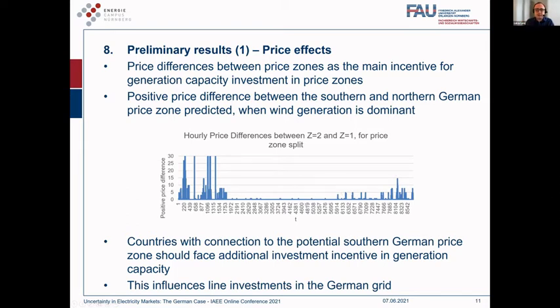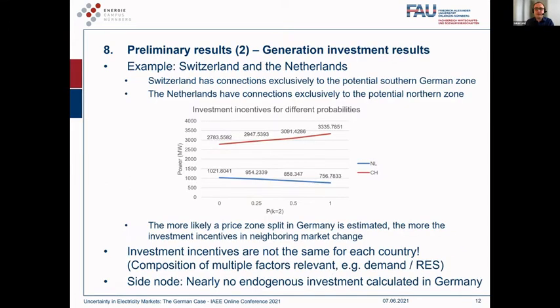And we're looking at the international market, as I said. So countries with the connection to the potential southern price zone in Germany could face additional investment incentives in the generation capacity because, as I said, prices in the south could be higher than in the north. And so there is a new price signal actually coming from that. And this, in the end, also influences line investments in the German grid because, as I said, this market result in the end provokes congestion management, which determines the optimal line investment for Germany, so the transmission system investment. So, as I said, there might be generation investment incentives for the neighboring countries.